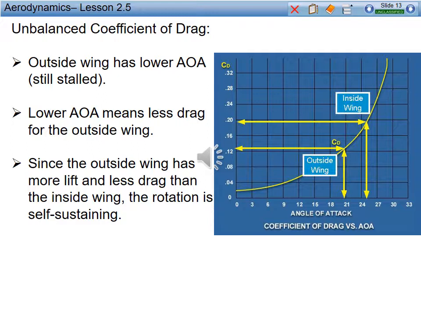Outside wing has lower AOA, it's still stalled. Lower AOA means less drag for the outside wing. Since the outside wing has more lift and less drag than the inside wing, the rotation is self-sustaining. Hopefully you can also read that on the slide.